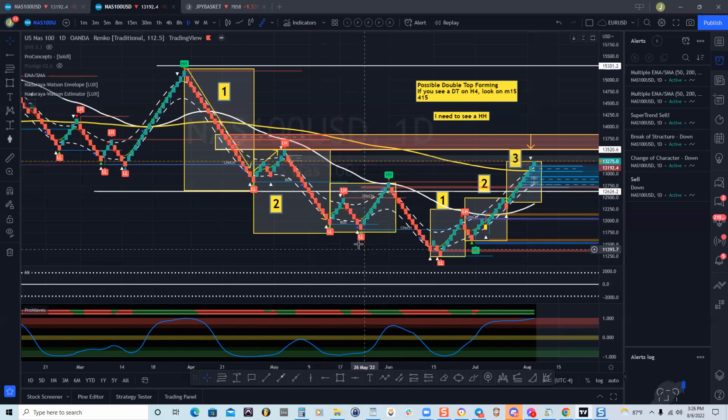Because it did another pullback and then it flushed back down again. You know what I'm saying? You would have got burned right there. So that 1, 2, and 3 doesn't really work all 100%. It doesn't. So then you have to edit it.